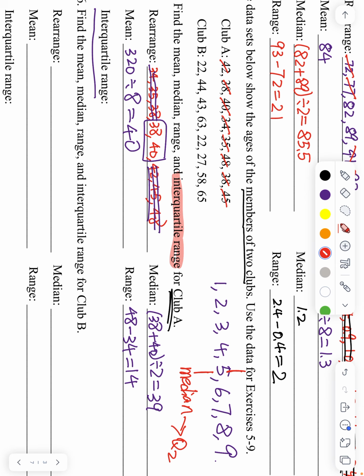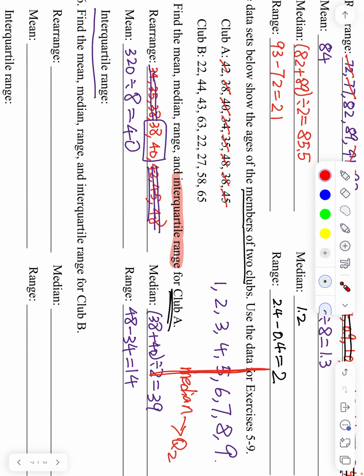Quadrant is 2. Now we have to find out the median of the left and the median of the right. So what is 1, 2, 3, 4? What's the median of the left side, right? This is the major median. Number 5 is the major median. And we're going to find out the median for the left part and the median for the upper part. We call this the lower part, and this is the upper part.